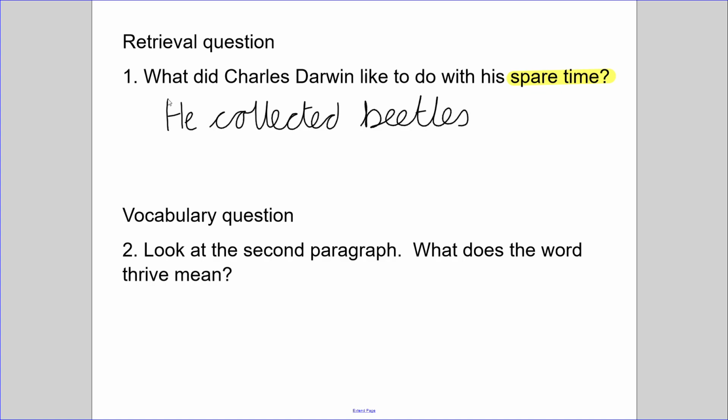So you can see I've used the evidence from the text. I've just made sure that my answer actually answers the question rather than just copying the whole sentence down.